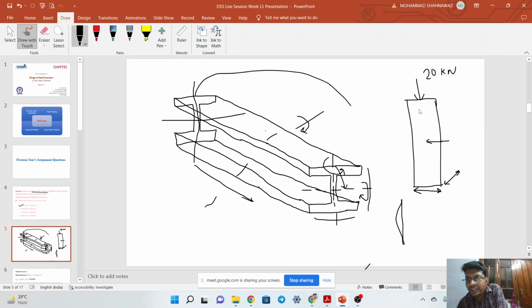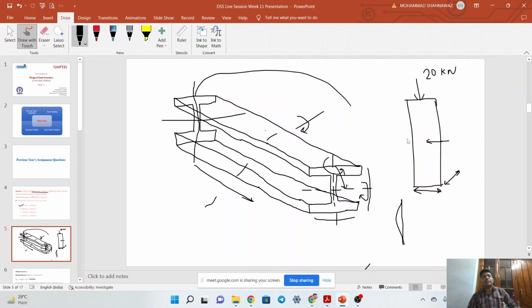Okay, so length is directly proportional to slenderness ratio. When length increases, slenderness ratio will also increase, and buckling will dominate. That is why slenderness ratio is length upon minimum radius of gyration. And why are we taking the minimum radius of gyration? Because along whichever axis the radius of gyration is less, along that axis it will buckle first.